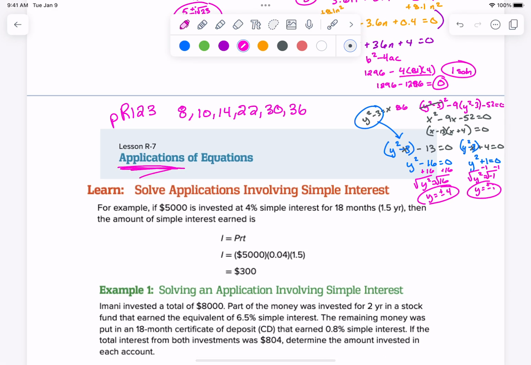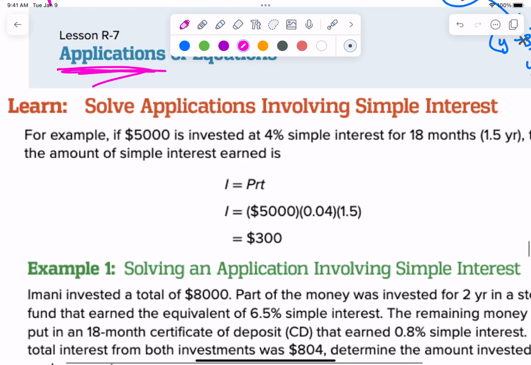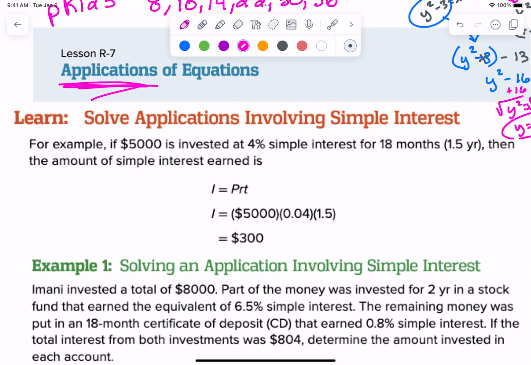Applications of equations. That is a code word for these are all story problems. Okay, the first thing that they're talking about is, circle this, simple interest. This is the equation that you use for simple interest: I equals PRT. That is not PERT. Have you guys heard of PERT before? That's not Pe to the rt, that's continuous compounding interest. This is simple interest. This is just calculating interest in one shot, okay?